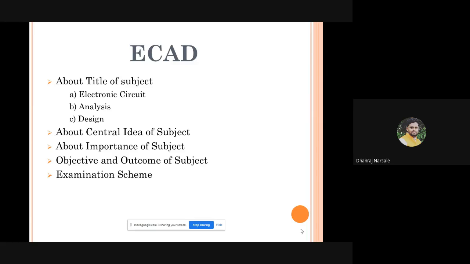Then the second word in the title of the subject is analysis. So here we have to see what is meant by analysis in electronics. Actually, what does the analysis of an electronic circuit mean? In analysis of an electronic circuit, we have to compare the theoretical and practical value of the output of the electronic circuit. And by that comparison, we have to give the conclusion for the electronic circuit.